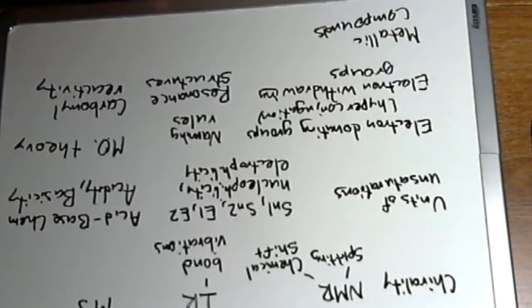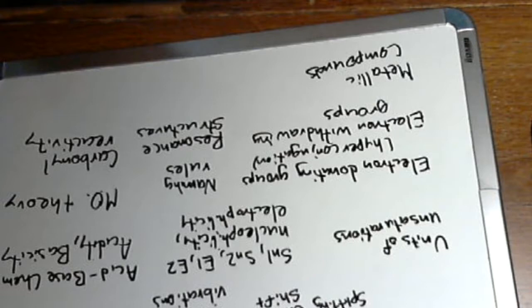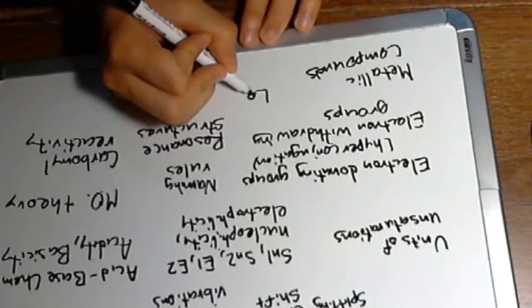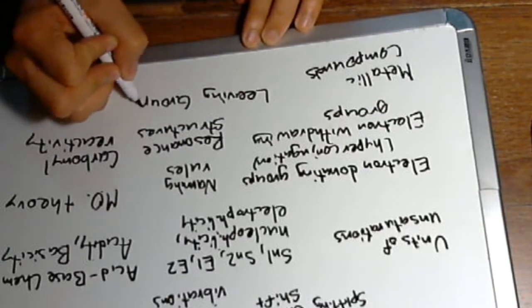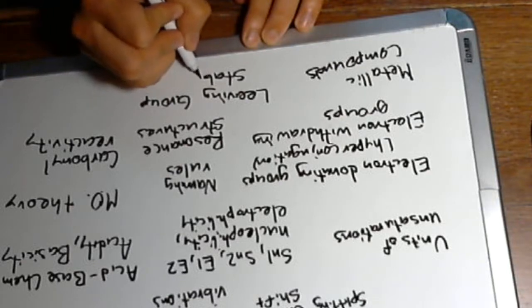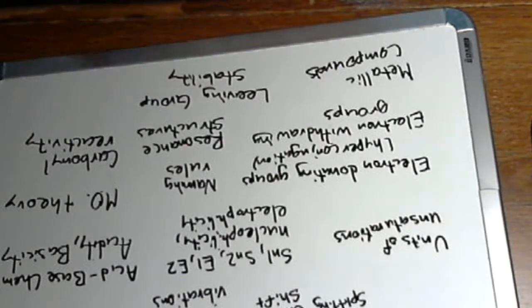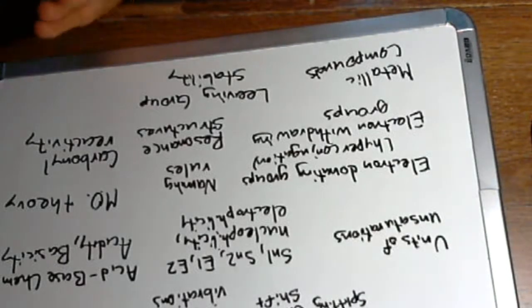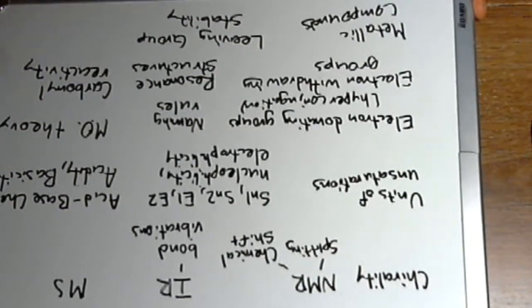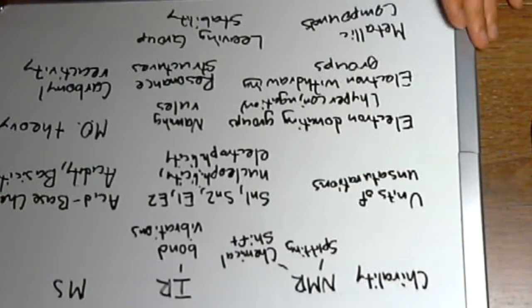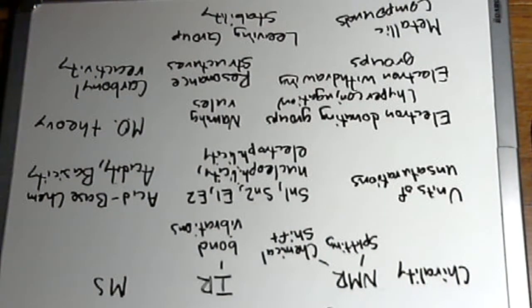Metallic compounds. Oh, one last thing, and this is the very last thing. Leaving groups. And more importantly, leaving group stability. So that's going to have a large effect on whether reaction will go. So that's basically it. Concepts of Orgo boiled down into a single whiteboard.